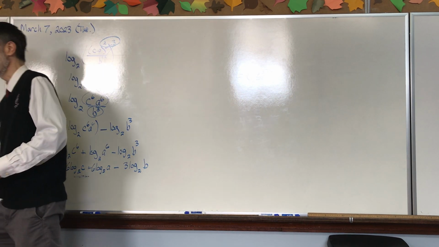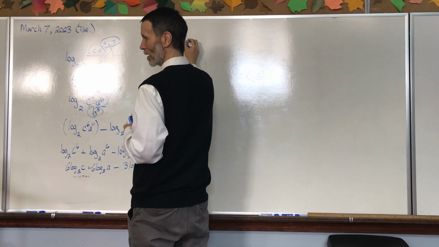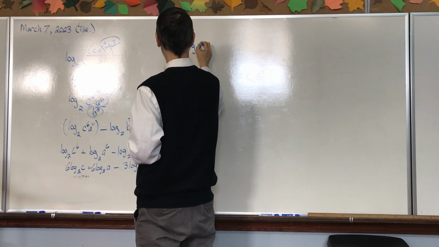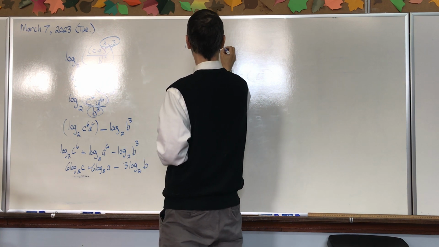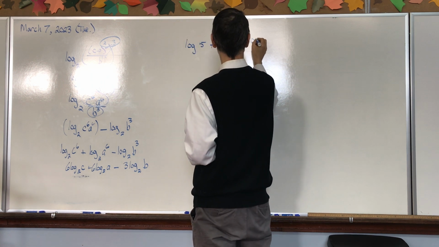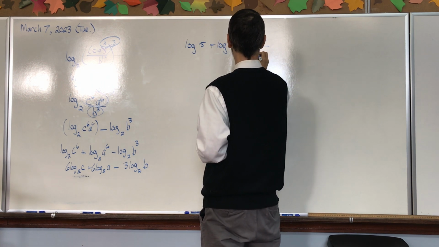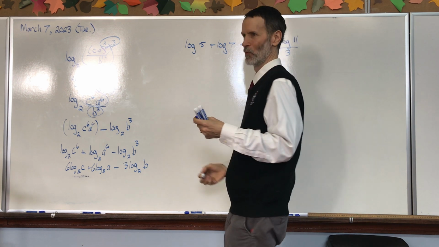28, extra credit problem on the practice test we did. Let me read it out real fast. Actually, can you read it? Log of 5 plus log of 7 plus log of 6 over 3 plus log of 11 over 3. Okay, so what do you do first?